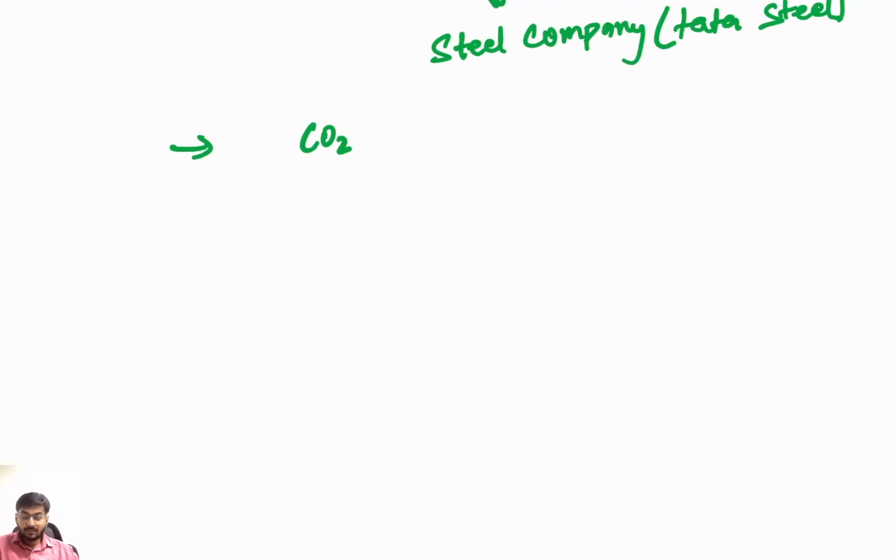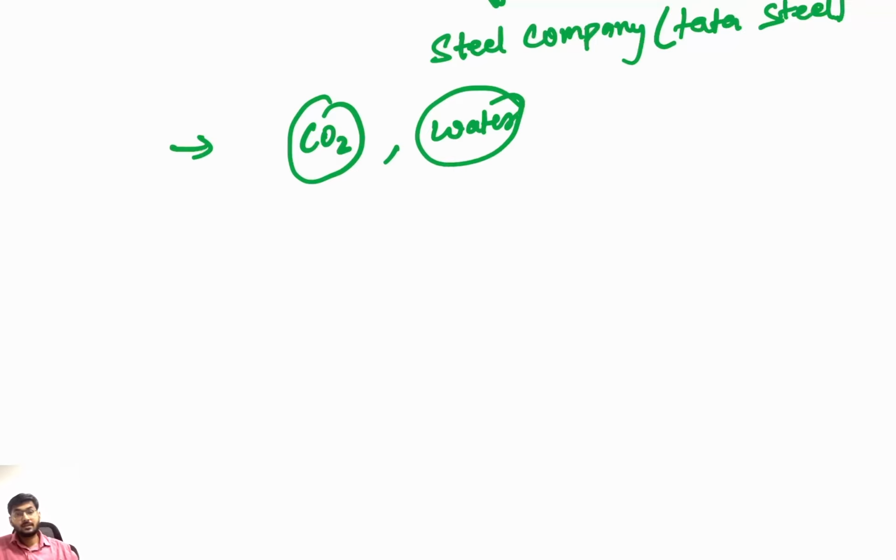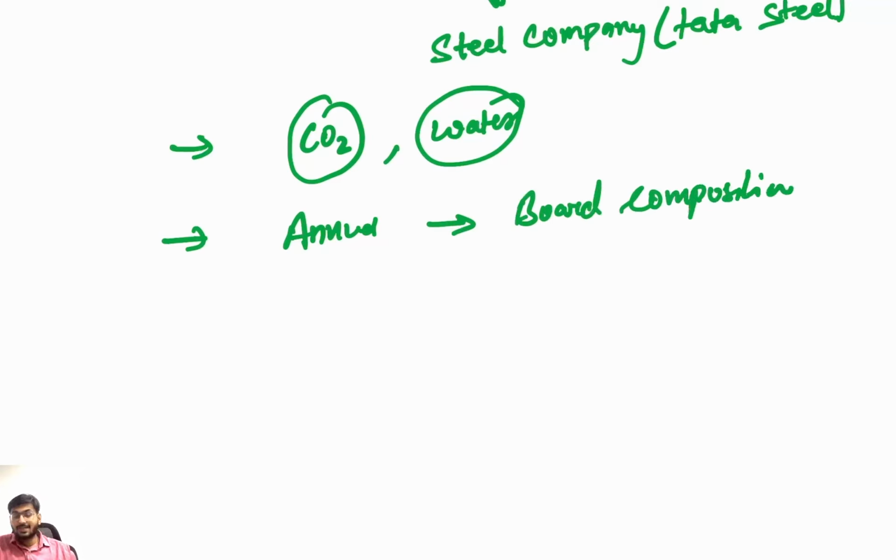There you will get the understanding of how much CO2 they are actually putting into the atmosphere, how much water they are actually using. Clear? These types of information you will get from the company sustainability report. Okay, you will pick up this information. Then you will check the annual filings. You will get the information about the board composition, that is, how the board of directors is actually formed.